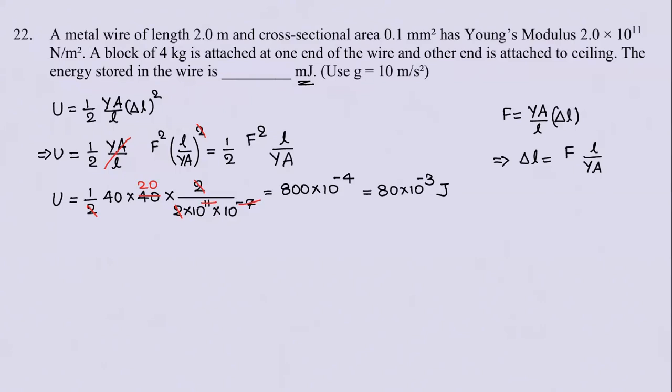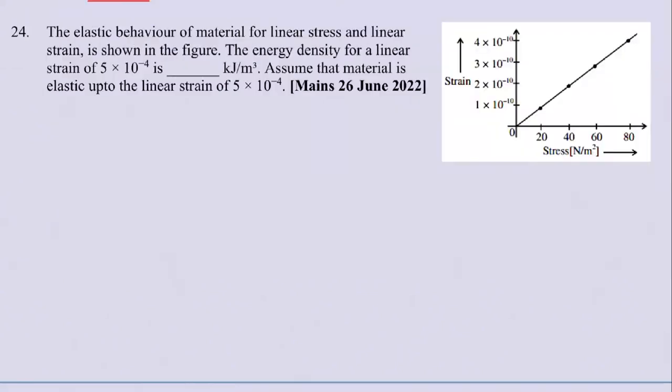Observe, millijoule is clearly given there. So this entire thing is milli. So I can write like this. Finally, the energy U is equal to 80 millijoule. So the answer will be 80 here. Answer is 80.